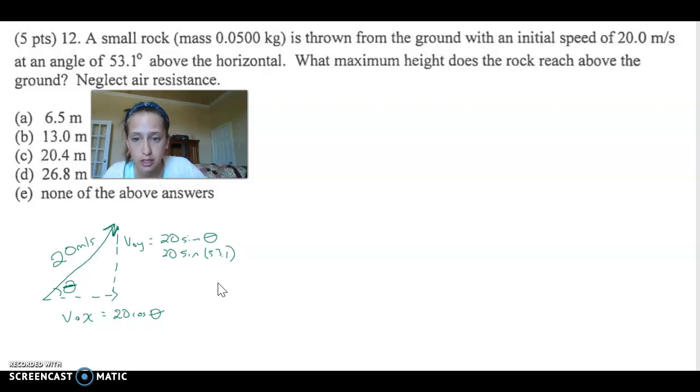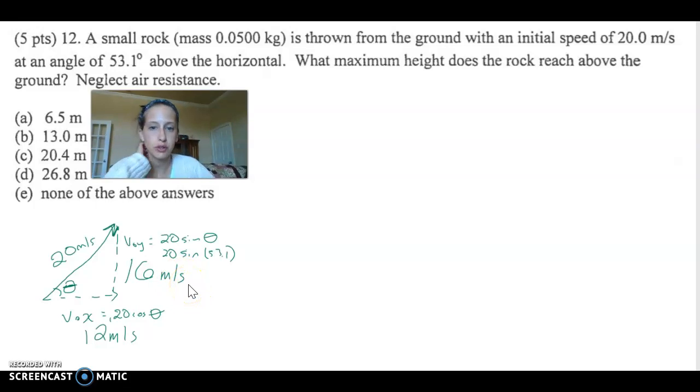16. Okay. 16, 3, 4, 5. Is this going to be 12 then? Cosine 53.1 times 20. 12. Look, I can tell the future. So that's 12 meters per second. 16 meters per second. Okay.